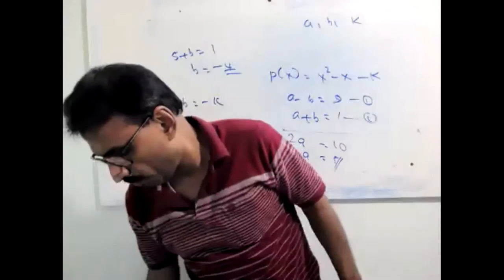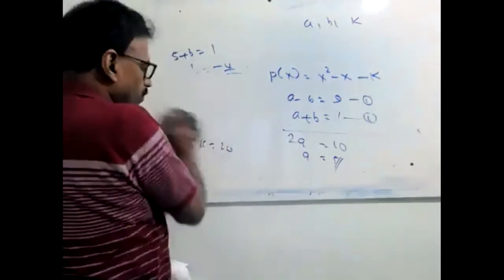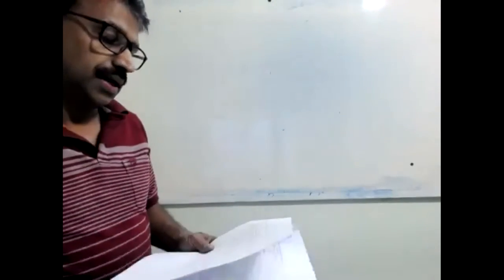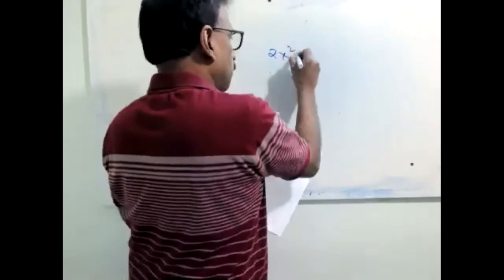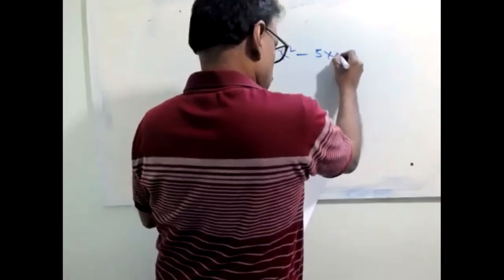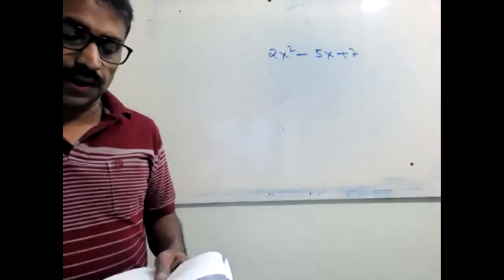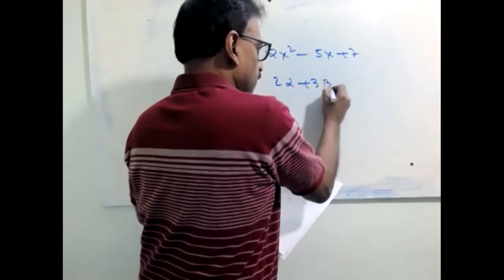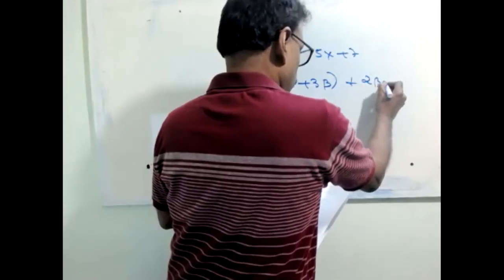If alpha beta are the zeros of the polynomial 2x square minus 5x plus 7, find a quadratic polynomial whose zeros are 2 alpha plus 3 beta and 2 beta plus 3 alpha.